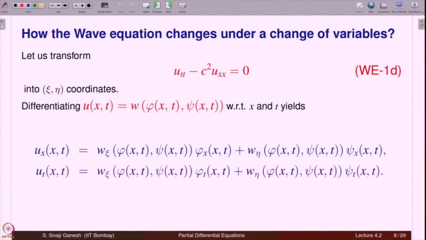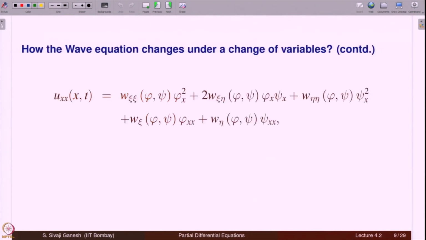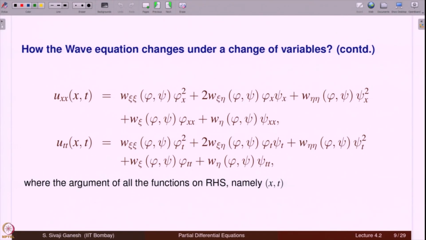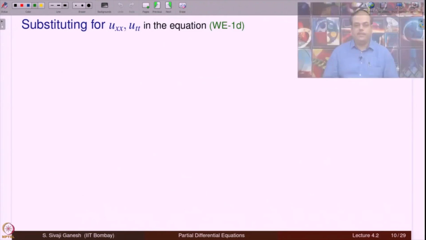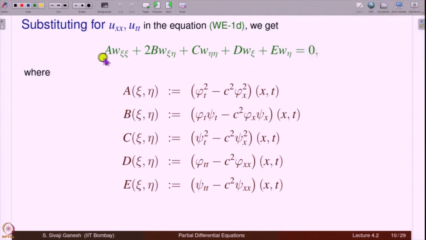Of course, what we need is u_tt and u_xx, so that we can go back and substitute in the equation. So, please do these computations on your own. So, u_xx will turn out to have this expression and u_tt this expression. The argument is (x,t), which we are suppressing here, otherwise the equations will run into many more lines. Okay, let us substitute for u_x, u_xx and u_tt in the wave equation and we get an equation of this form.